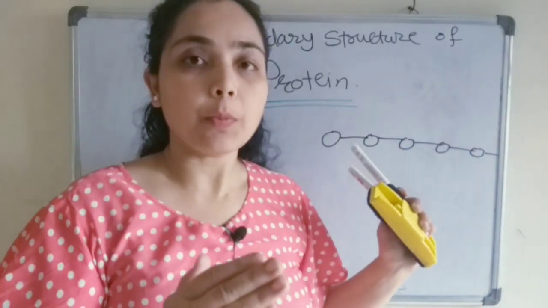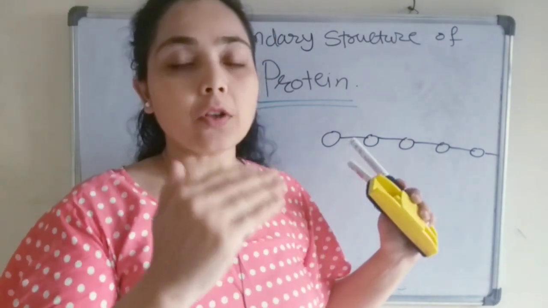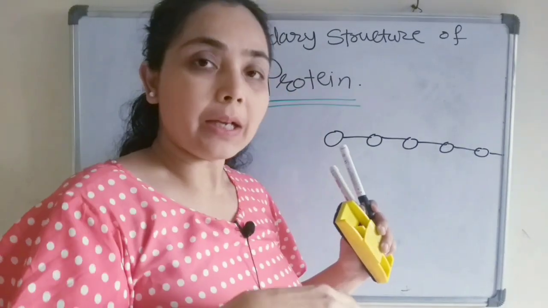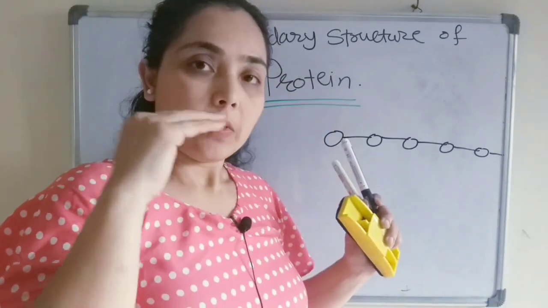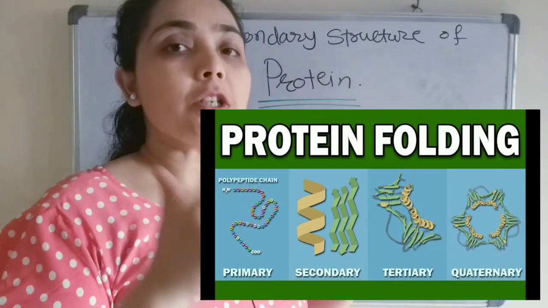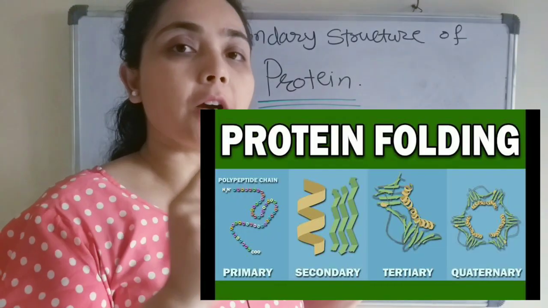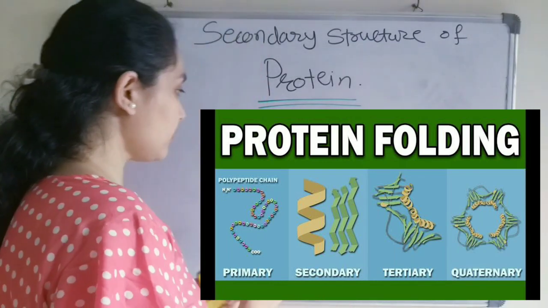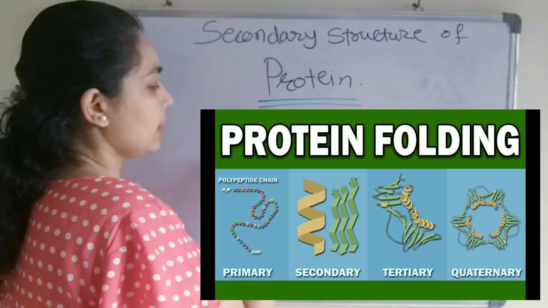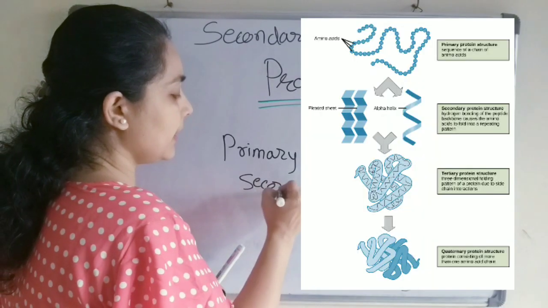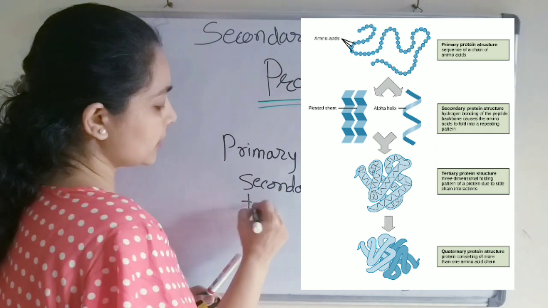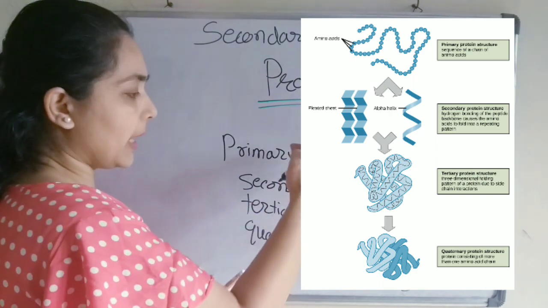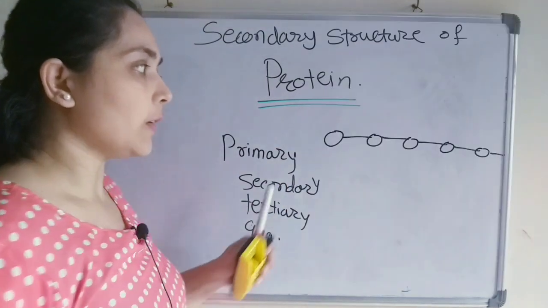So to make the functional protein, it has to undergo various levels of modification, that is either folding or some chemical modification. Apart from chemical modification, folding is very important for the function of protein. There are various levels of protein folding. These are primary, secondary, tertiary and quaternary. Primary level, secondary level, tertiary level and the quaternary level.